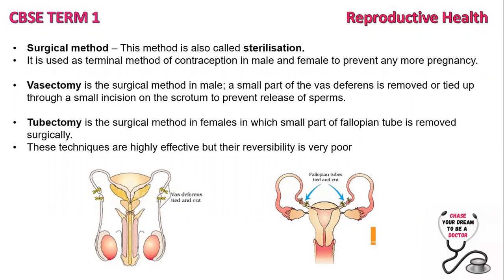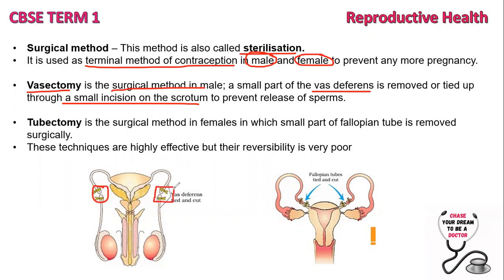Coming on to the surgical method, or the final method, or sterilization method, you can call. It is actually the terminal method of contraception that has no reversibility till today, taking place in both males and females to prevent pregnancies. Vasectomy is the surgical sterilization method in males, where a small part of the vas deferens is removed or tied up through a small incision made on the scrotum. The vas deferens is cut and tied so that the sperms produced by the testis won't come up to the urethra for transfer.